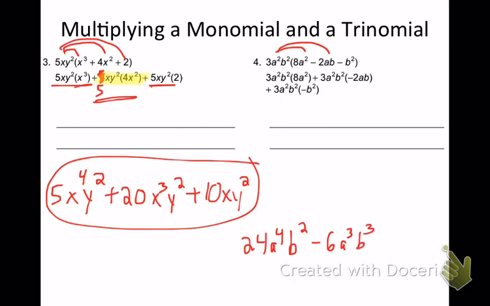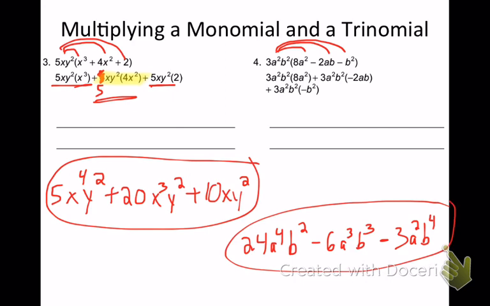Alright, and then I'm going to multiply my last terms. 3a squared b squared times negative b squared. So I'm going to get minus 3. Is there any a terms there? So a squared. What's b squared times b squared? Going to give me b to the 4th. There's my answer. So again, multiplying, it's all about the exponents. Making sure you add up the exponents correctly.